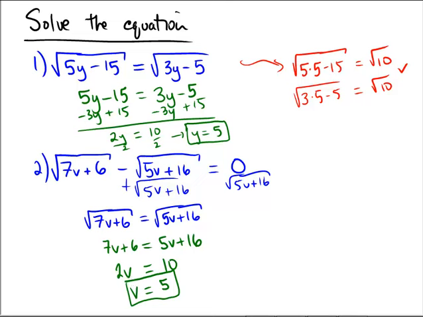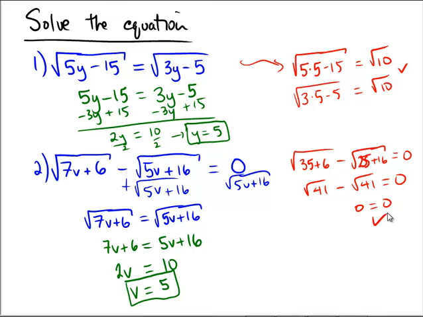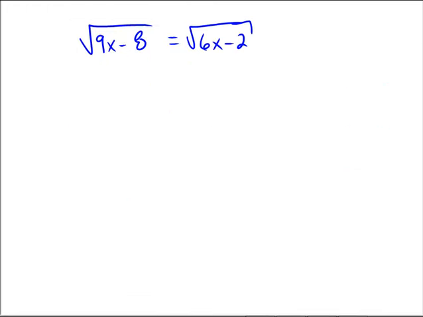So if we replace v with 5 in the original equation, we'll get radical 7 times 5 is 35 plus 6, minus radical 5 times 5 is 25 plus 16, equals 0. Let's see, 35 plus 6 is 41. 25 plus 16, yay, that's 41 also. So we do end up getting 0 equals 0. Our answer checked.